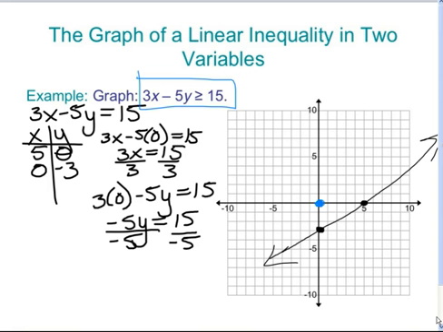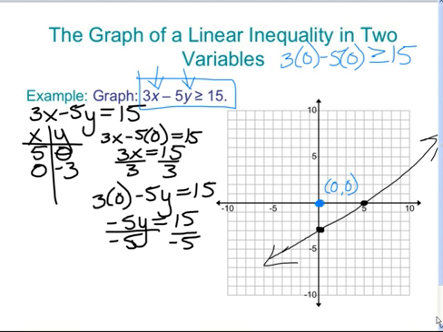So this is the point (0, 0). My x is 0, my y is 0. So I'm going to substitute in 0 for x and 0 for y. So 3 times 0 minus 5 times 0. Is that greater than or equal to 15?